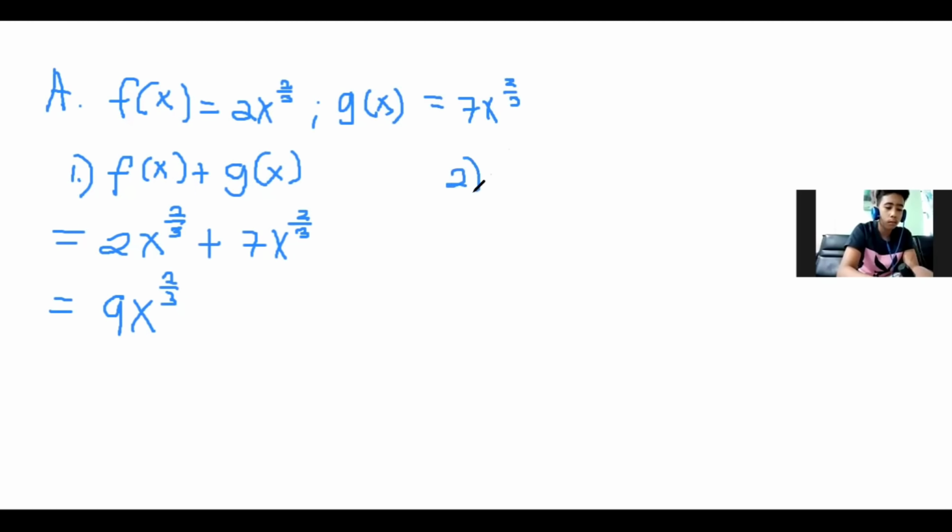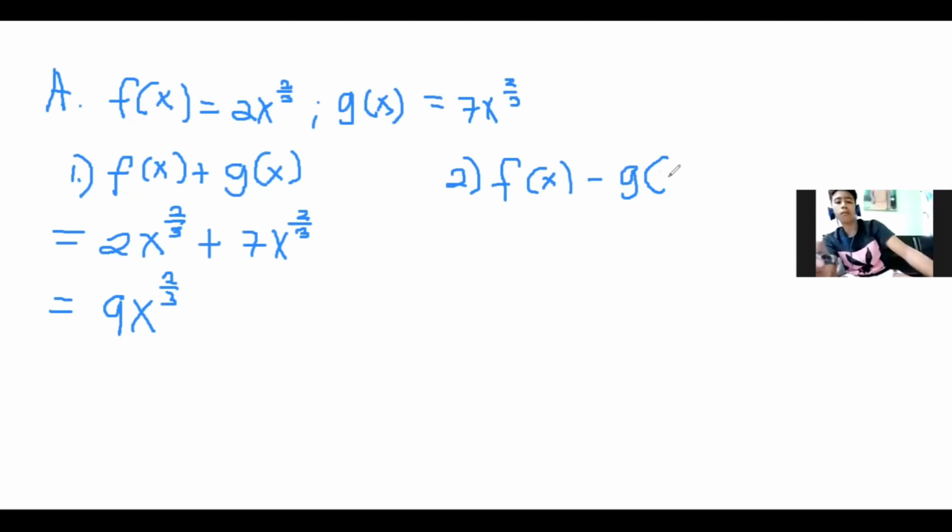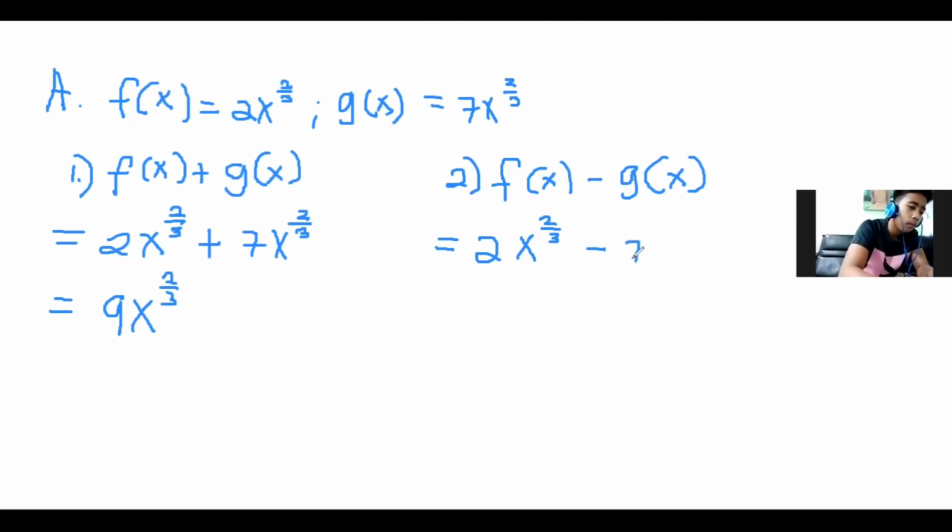None. Now let's have your number 2 on page 44 still. So that is f of x minus g of x. So this time, children, we're going to subtract the values of your f of x and your g of x. So we're going to replace your f of x here with the value of 2x raised to 2/3 minus, okay, this time replace the value of g of x with 7x raised to 2/3. Okay, right? Then examine your variables. Are they the same x's? Yes, they are the same, right? Do they have the same exponents?